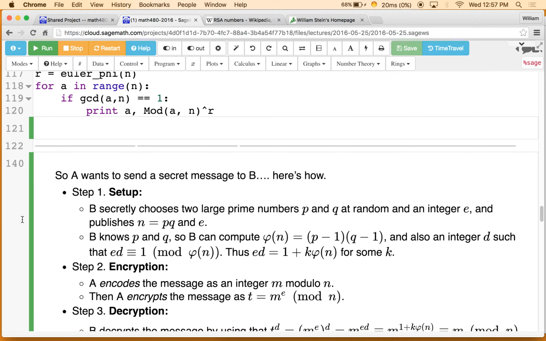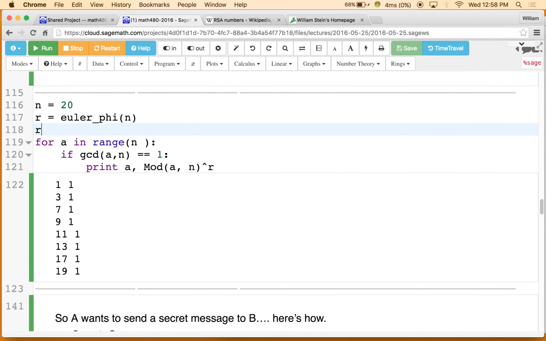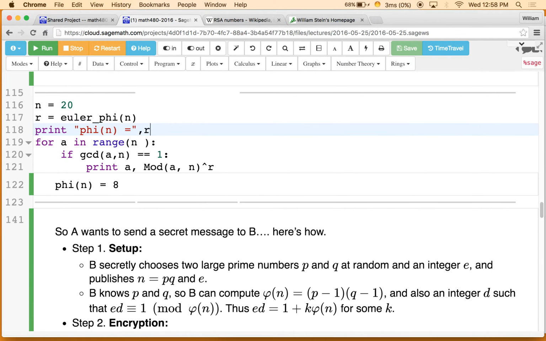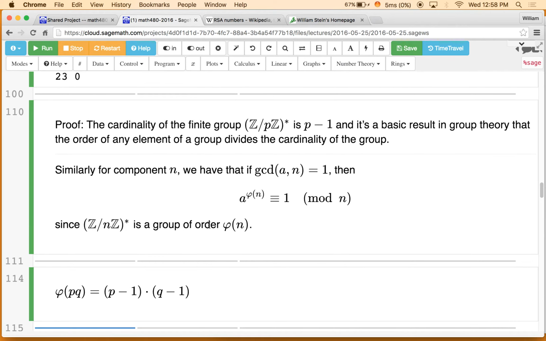Okay, so I'm just going to illustrate this. I've taken my n to be 20, and then I ran through all the numbers that are co-prime to 20. These are numbers up to 20 that have no prime factors in common with 20. For each one, I raised it to the power of Euler phi of n, which in this case, let me print it out, phi of n equals 8. So I raise them all to the power of 8. In each case, I get 1. So the thing you should memorize for a second, that we'll use in a moment, is that a to the power of phi of n is 1 mod n. Got it? That's the one thing we're going to use.